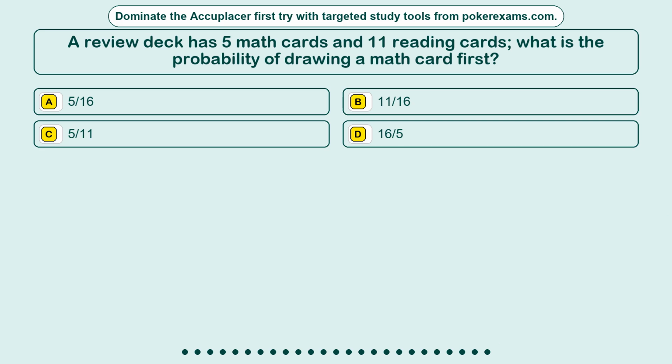Question 10. A review deck has 5 math cards and 11 reading cards. What is the probability of drawing a math card first? Option A, 5/16. Option B, 11/16. Option C, 5/11. Option D, 16/5.